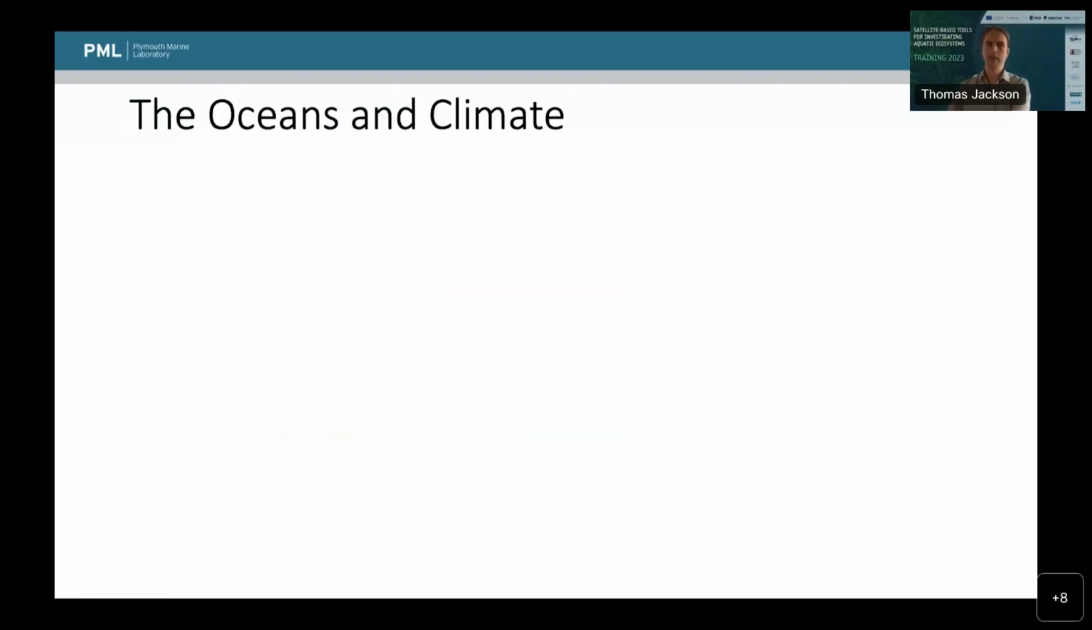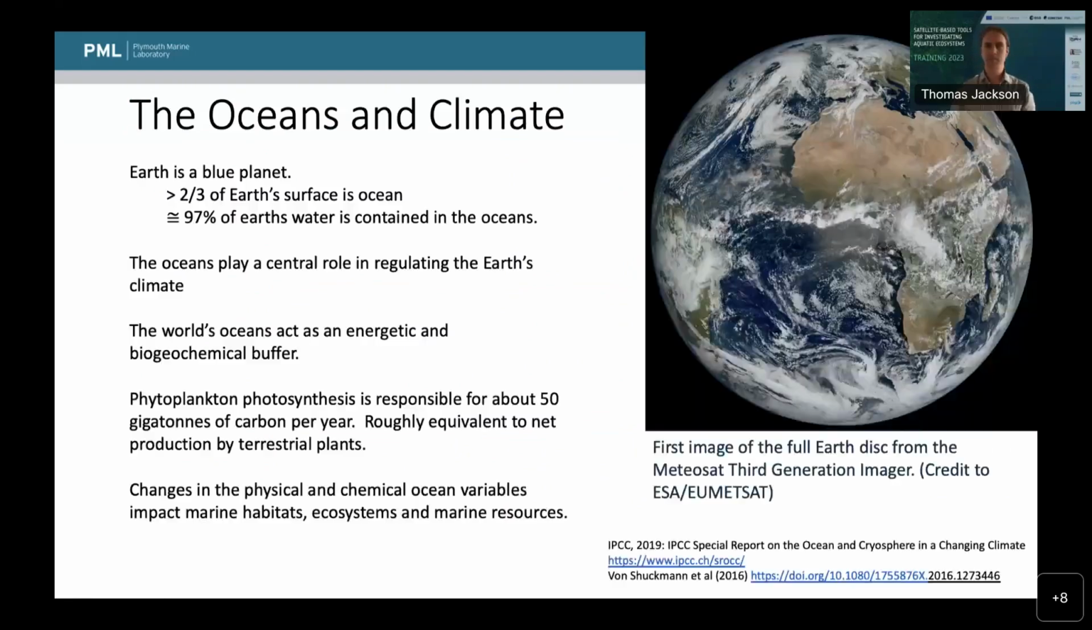So back to the oceans and climate, which is the main topic of this lecture. The Earth is a blue planet, fundamentally. It's 2/3 covered by ocean, and around 97% of all Earth's water is in the oceans. And the oceans play a key role in regulating the Earth's climate.